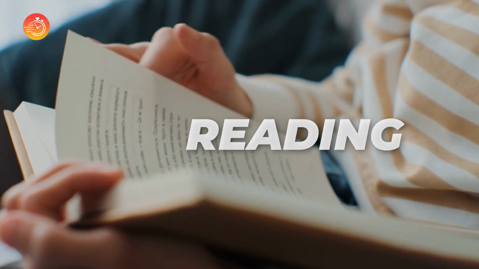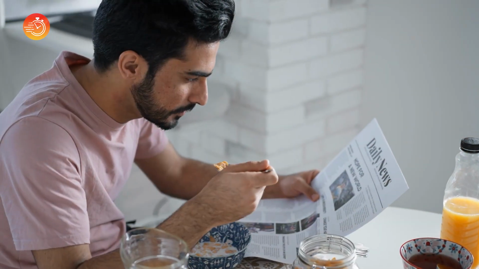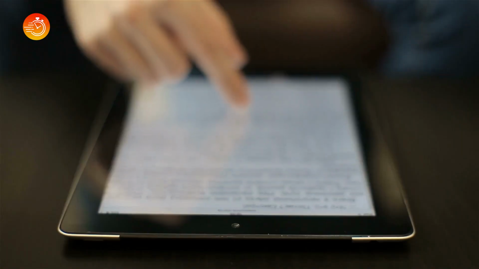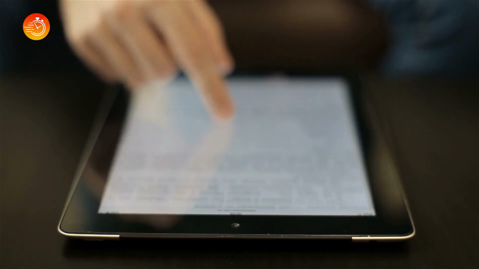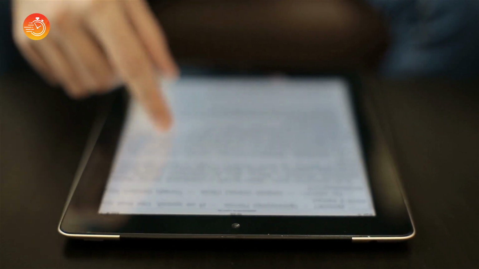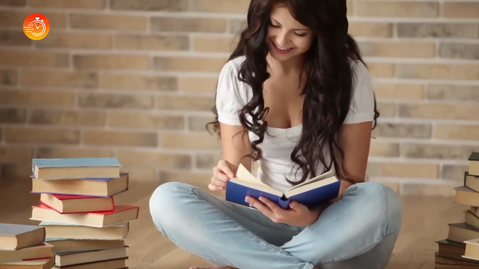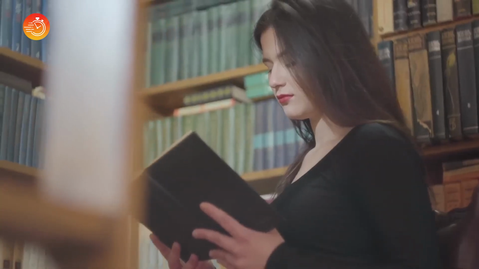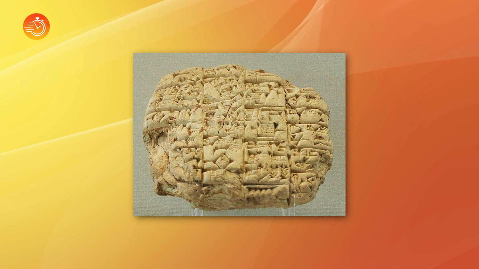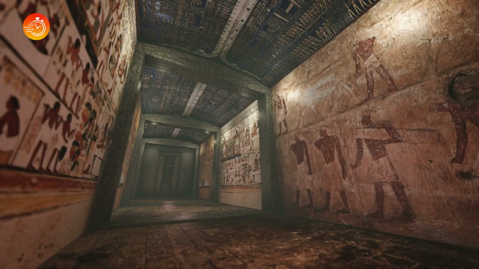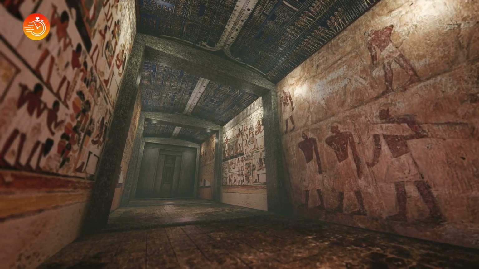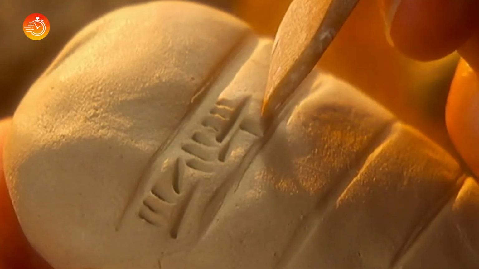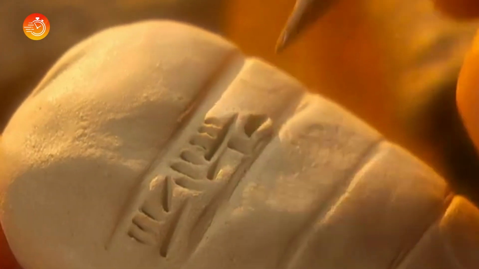Reading. How do you like to read? If your ancestors saw us reading articles, news, and whole books on a screen, they would probably find it crazy. Book reading has its origins dating back to ancient civilizations. The concept evolved alongside the development of written language, with early examples found in ancient Mesopotamia, Egypt, and China around 3000 BCE. These early texts were inscribed on clay tablets, papyrus scrolls or bamboo slips.